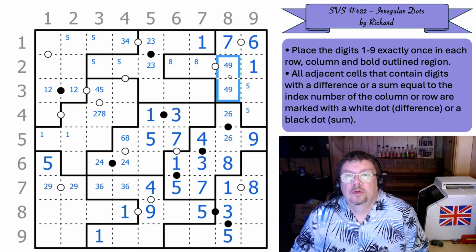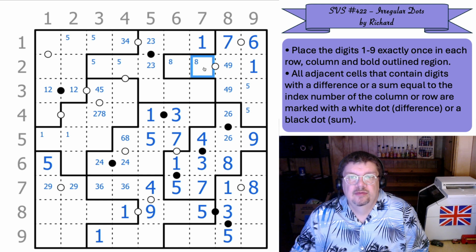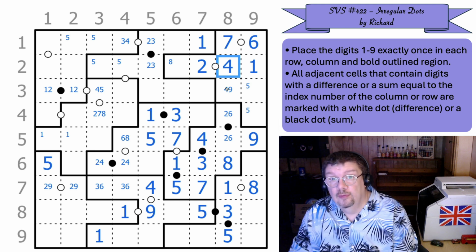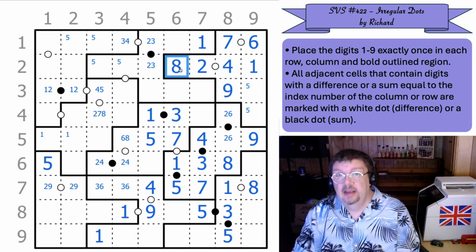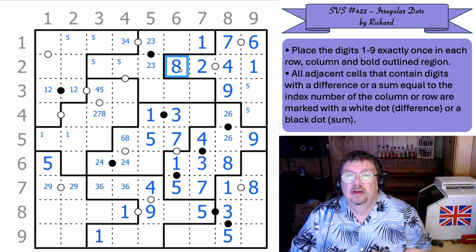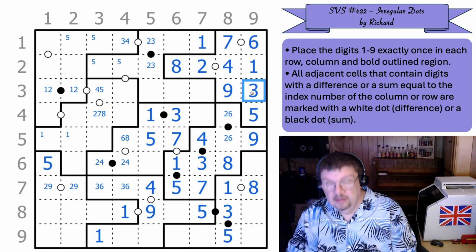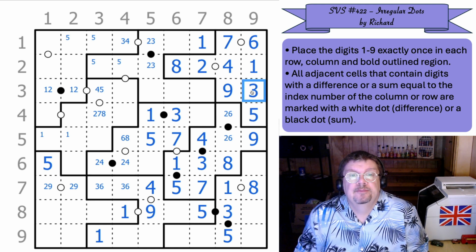Okay. If this were 4, with a difference of 2, this would have to be 6 or 2, which can't be 6, but it could be 2. If it were 9, it would have to be a 7, which it can't be because it's already used. So that is 2, that is 4, that is 9. This is 8 because we displaced one of the 8 possibilities. This is now 3 and 5, and this 3 tells us the order. And we have a region complete.